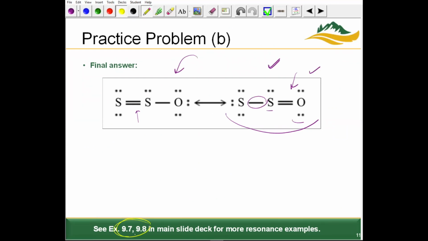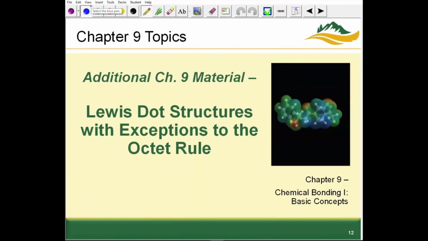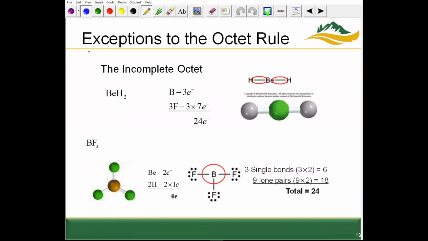There are examples 9.7 and 9.8 for more examples of resonance structures. If you want to work through any of those, definitely let me know. Next, we're going to do just a few examples of Lewis dot structures where the atoms have some exceptions to the octet rule. Some exceptions to the octet rule include an incomplete octet.